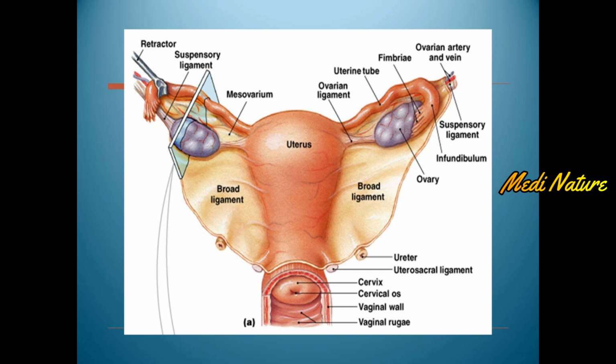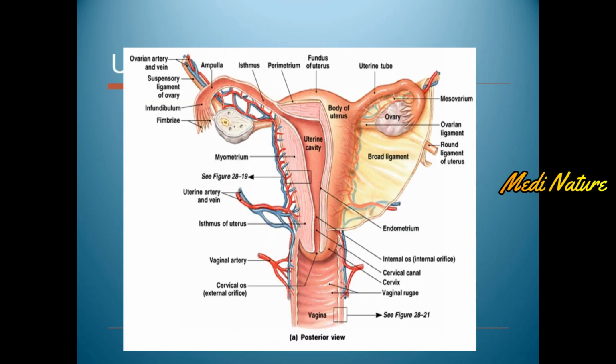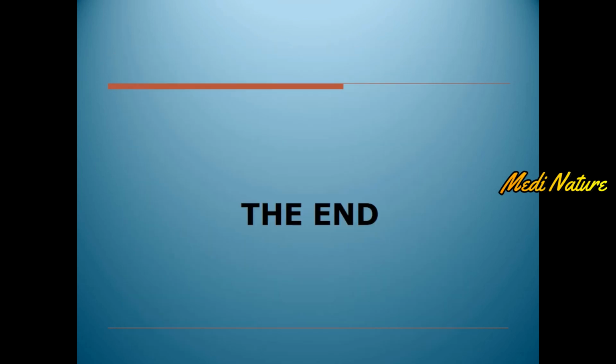So you can see the structures of the female reproductive system: the ovaries, uterine tube, uterus, and the ligaments. This image is a cross-section of each of these organs. This is the end of the first part of this lecture. We will continue in the next part.